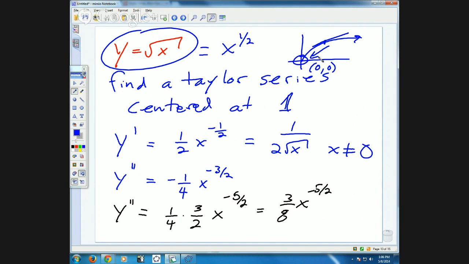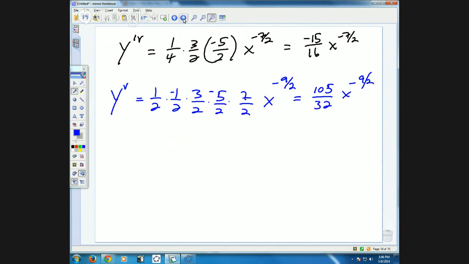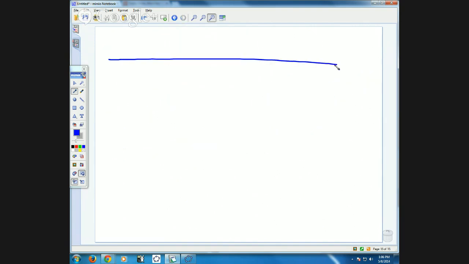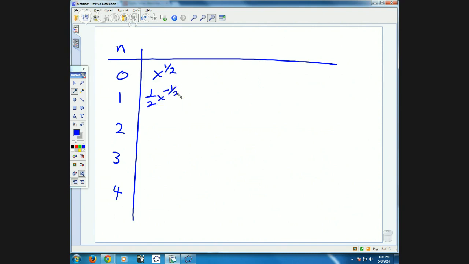Okay, anyway, that was just a little trivia. Let's make our table. So in our table, we need to keep track of what n is doing. We have a whole bunch of derivatives going on. Okay, so help me summarize the derivatives. The first one is x to the 1/2. Then I have 1/2 x to the negative 1/2. Then we get negative 1/4, is that right? x to the negative 3/2. Then we get positive 3/8.